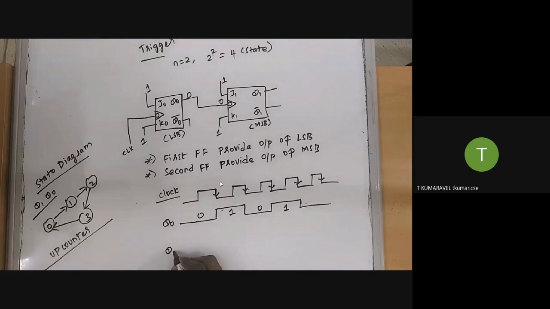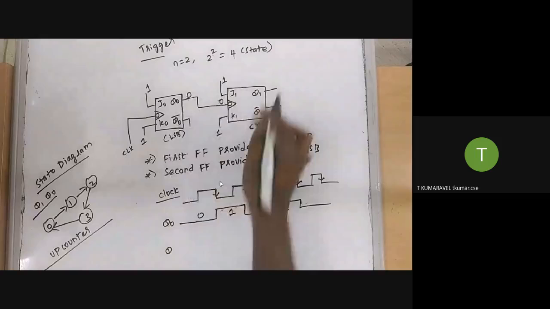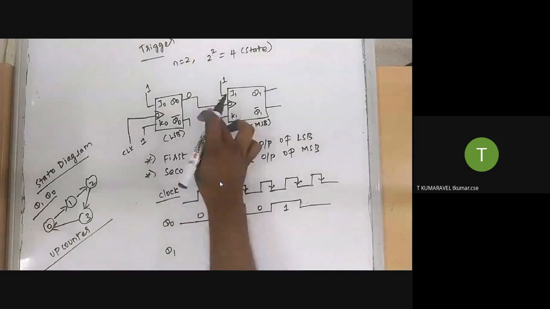Q naught bar? This is Q naught, and it is going to produce two outputs. One is called Q, another one is called Q1. So what about Q1? The initial value of Q1 is also 0. This is the clock for the second clock pulse. This is the clock for the second flip flop.